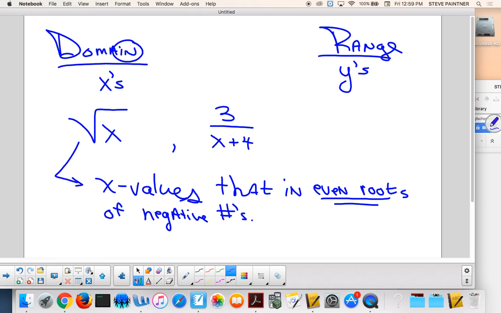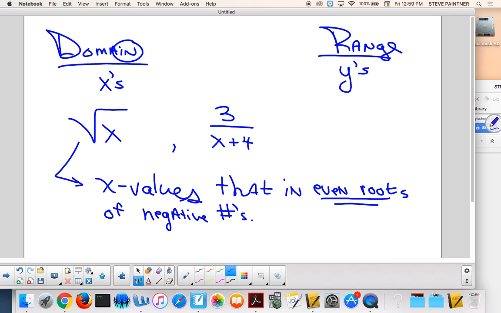So, what can't you take the root of? Negative numbers. But it's not just, which root is it? Even ones, like 2. Like square root, you can't take the square root of a negative. What's another one? Fourth root, sixth root, eighth root, 10th root. You can't do it. Negatives won't work.